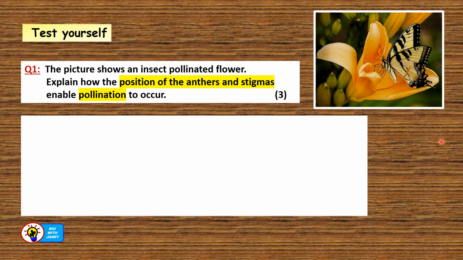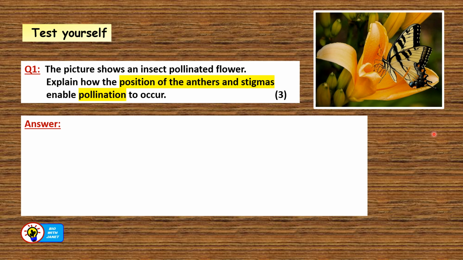So let's test ourselves. Now, question 1. Some of these questions are related to the questions in your textbook. Now, firstly, the picture shows an insect-pollinated flower. Explain how the position of the anthers and the stigmas enable pollination to occur. Okay, 3 marks. Pause the video and try to answer the question yourself.